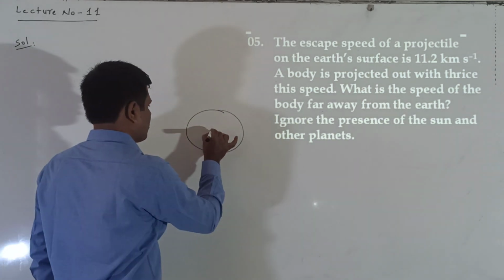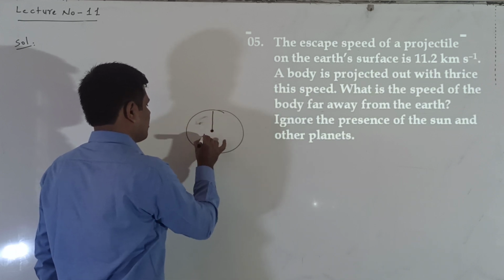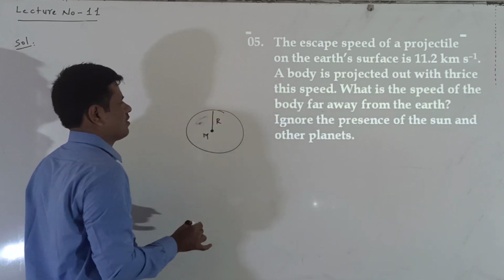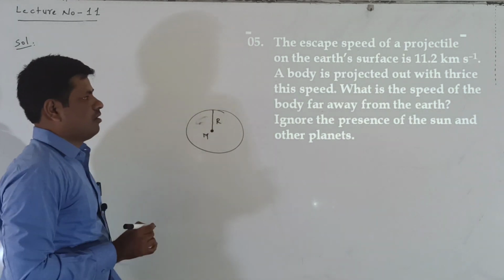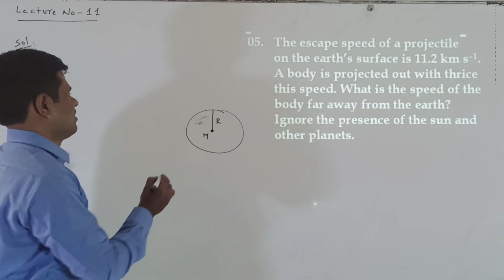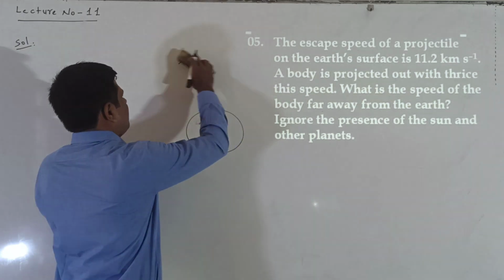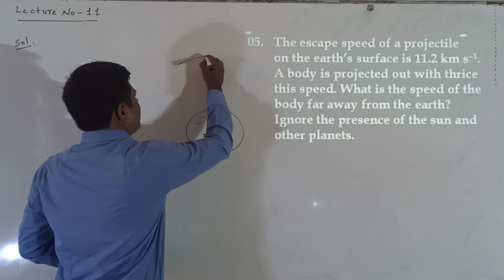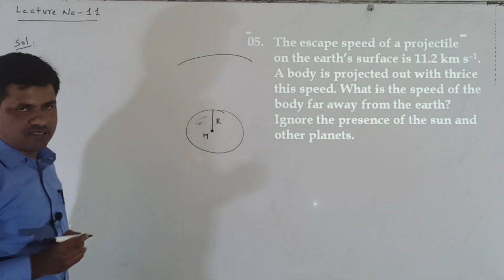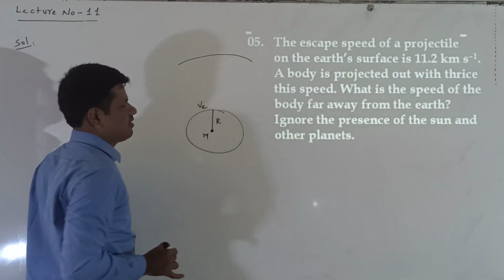This is mass m, radius r. Now, escape speed of a projectile on the surface of the earth means to cross the gravitational field of the earth. This is the boundary of the gravitational field, for example. Now the escape speed is given.